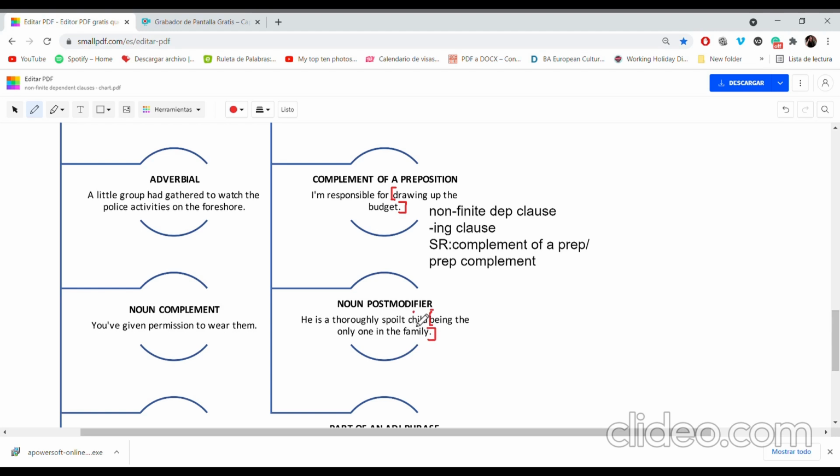This is our noun. It has been modified by an adjective too, spoiled. But consider in this here that all this information in the ing clause is giving us some idea to enlarge the meaning of our noun child.